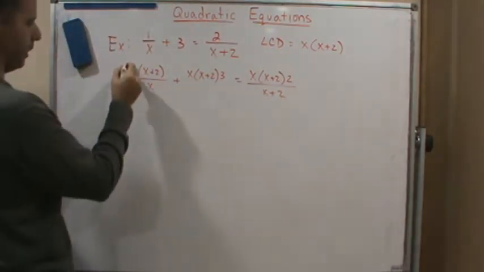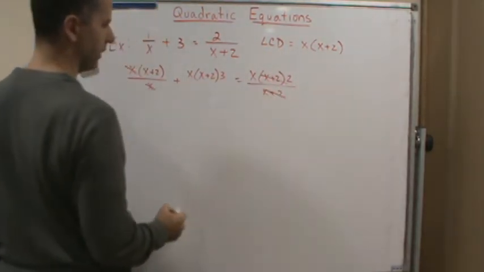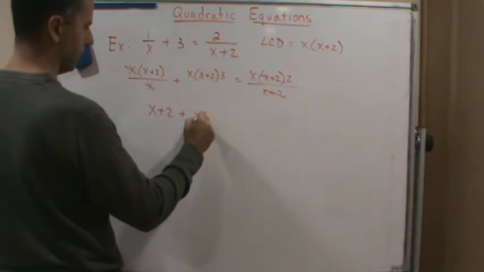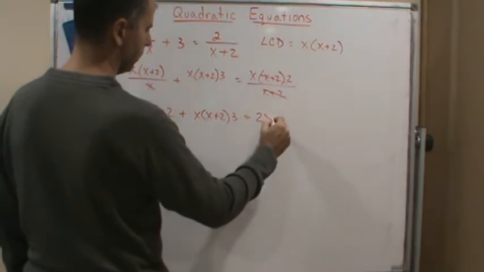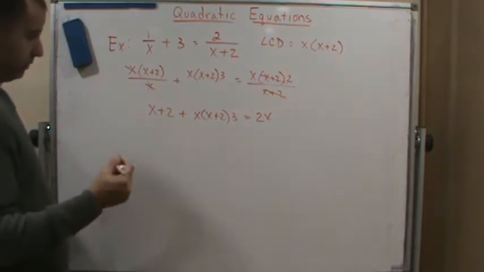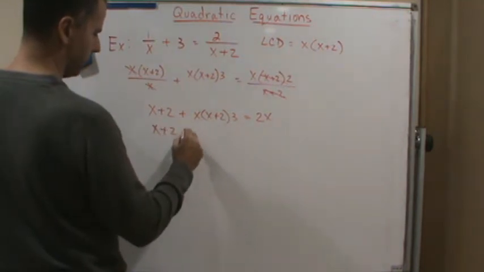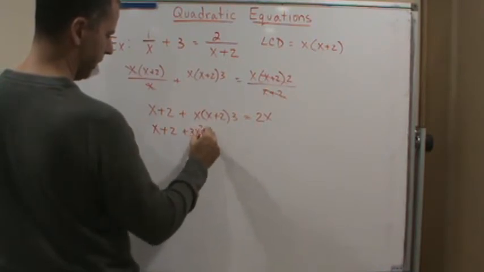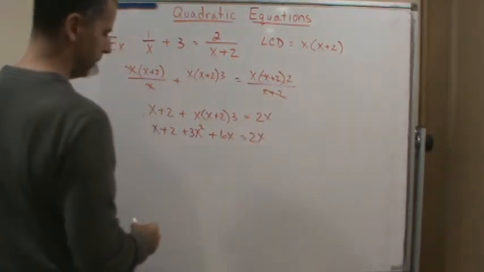watch what happens. Well, x cancels with x here. X plus 2 cancels with x plus 2 there. And so we get x plus 2 plus x times x plus 2 times 3 equals 2x. So now if I simplify this, I'm pretty much all downhill now, right? Now I'm going to distribute the x and the 3. So this becomes 3x squared plus 6x equals x squared.